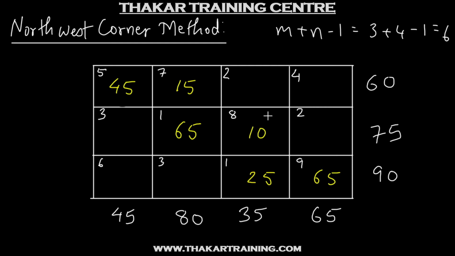So if the task is just to find out the initial basic feasible solution, one can go for the northwest corner method. But when we want to find out the optimal solution, which is generally going to be the case, the other methods of finding out the initial basic feasible solution are preferred over the northwest corner method. So we'll look at those methods in the further videos.